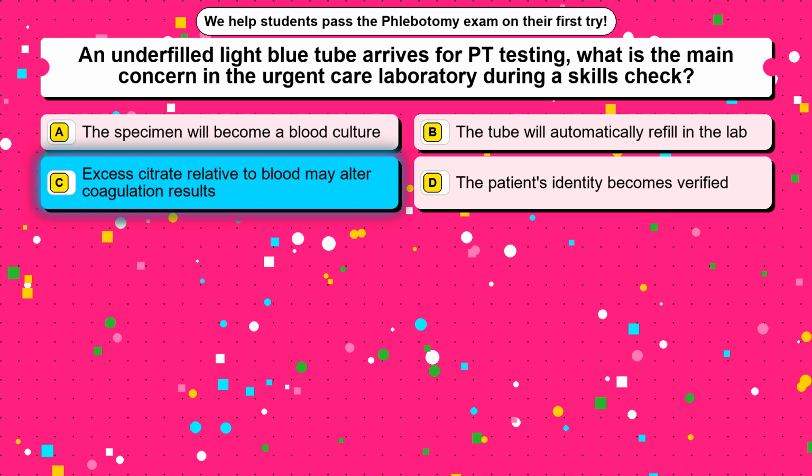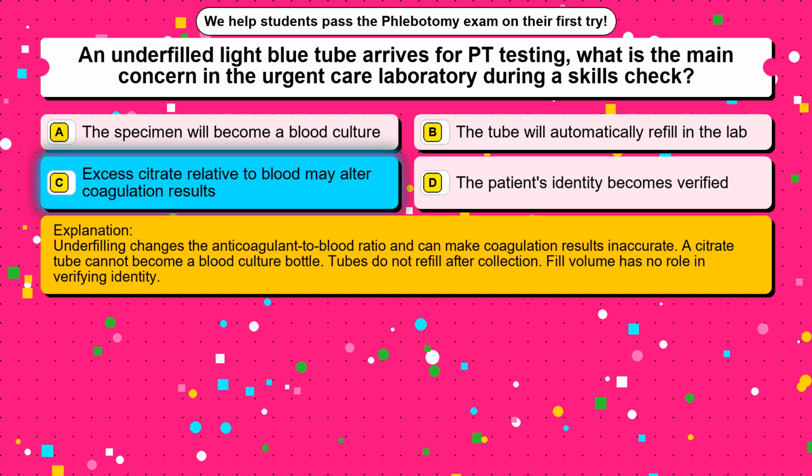Excess citrate relative to blood may alter coagulation results. Underfilling changes the anticoagulant to blood ratio and can make coagulation results inaccurate. A citrate tube cannot become a blood culture bottle. Tubes do not refill after collection. Fill volume has no role in verifying identity.